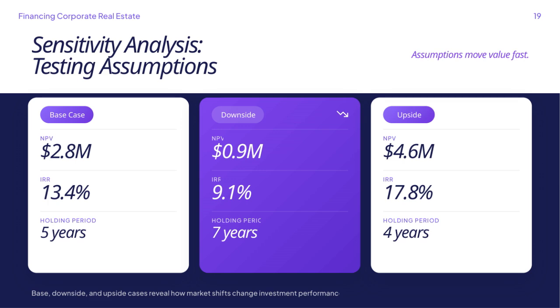Conversely, the upside case shows us a more optimistic picture, with an NPV rising to $4.6 million and IRR of 17.8%, while the holding period shortens to 4 years. This illustrates the potential reward if market conditions improve and our assumptions prove conservative. The key takeaway here is how sensitive the investment's value is to changes in these assumptions. It's crucial to test different scenarios thoroughly, as small shifts can have a big impact on returns and timing. Understanding the sensitivity helps us make better financing and real estate decisions.